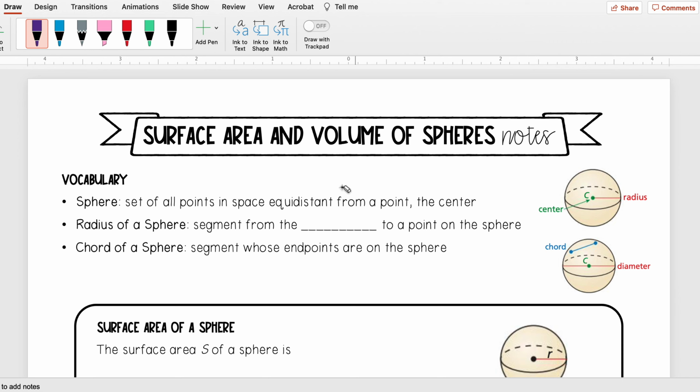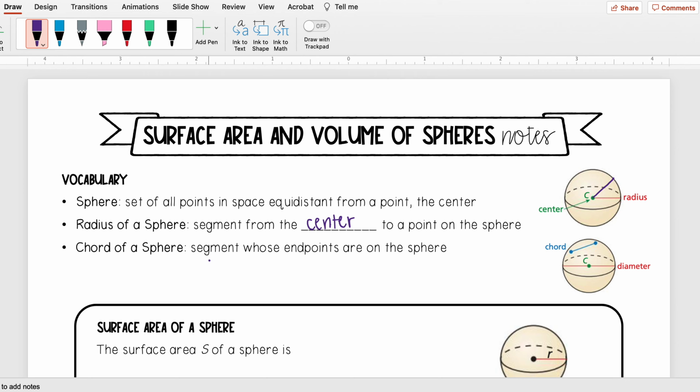And the radius of a sphere is a segment from the center to a point on the sphere. And so we see this red line here is the radius. I'm starting from the center, and I can just go from any point to the sphere, and that's the radius.